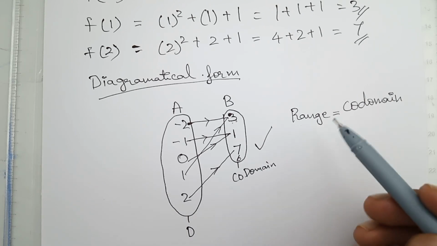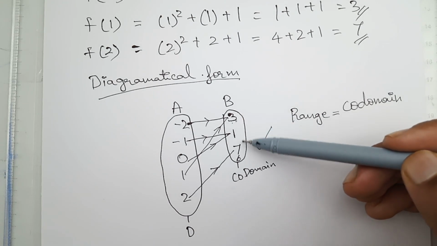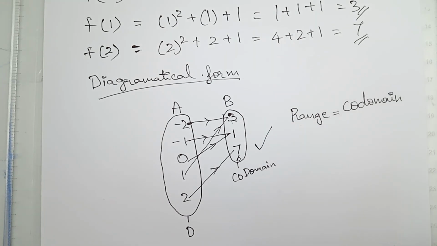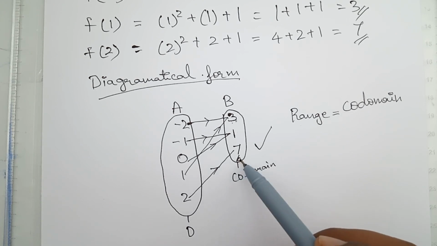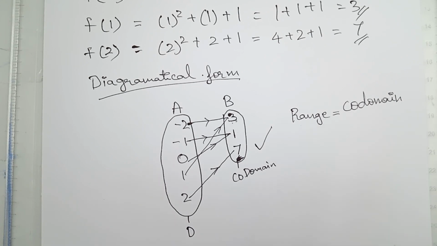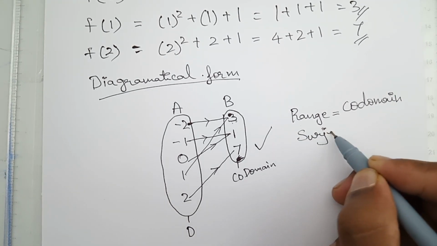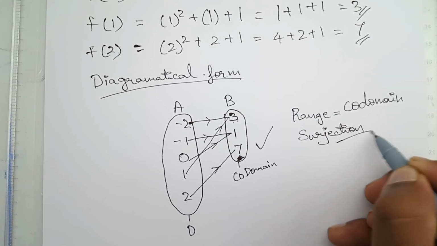But in codomain we can write 3, 1, 7 as codomain. So I will remove this because it is not in this question. So here range is equal to codomain. So it is a surjection.